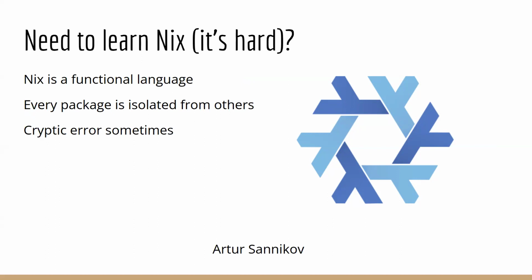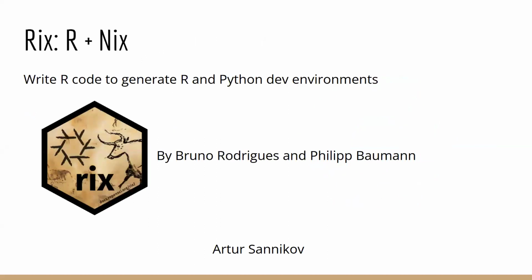There are problems: cryptic errors. Sometimes with Nix it's really difficult. You don't really understand what's going on, and you also have to learn the actual language. But there is a solution to this. Most of you already know R, and you can combine R and Nix and write R code to generate completely reproducible R and Python development environments, with an R script which then generates Nix code. This is done with a package called rix, which was developed by two gentlemen, Bruno Rodriguez and Philipp Baumann.